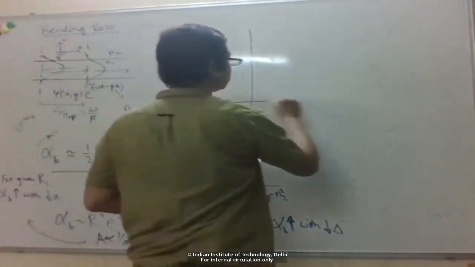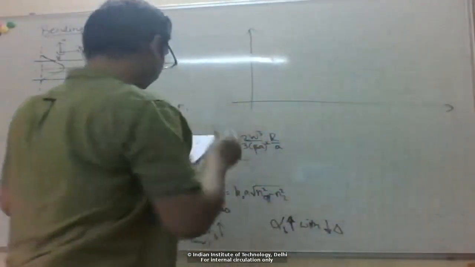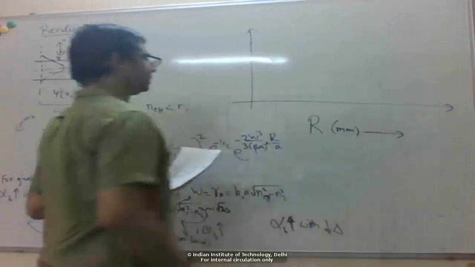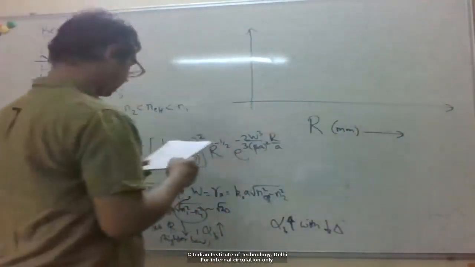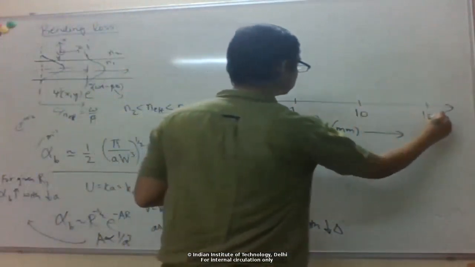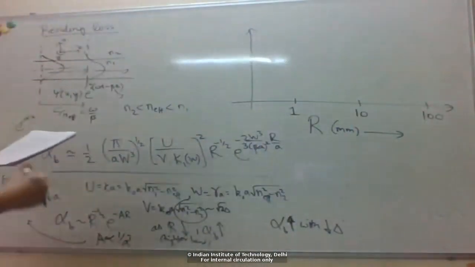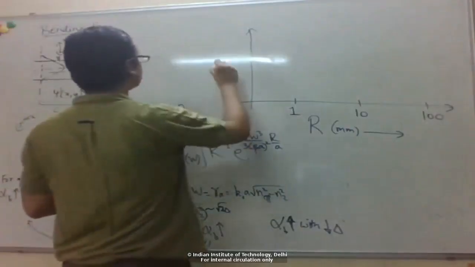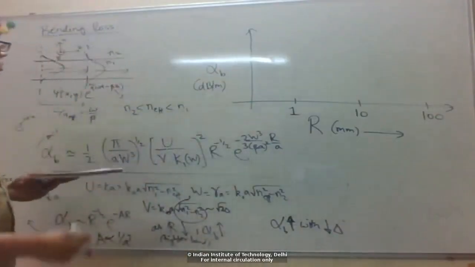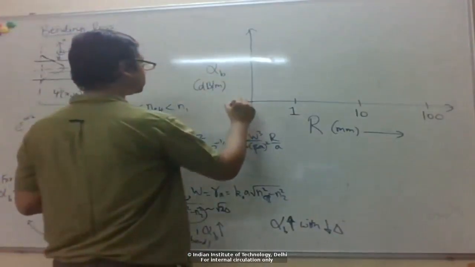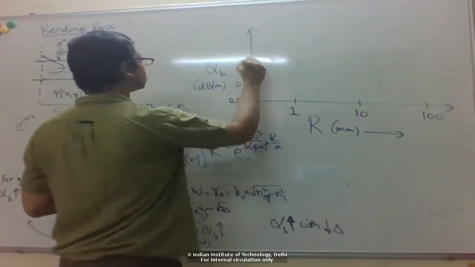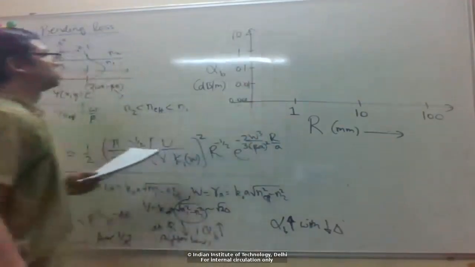So if you look at a typical variation, we have the bend radius, the curvature of the bend, on the x-axis, right? So how tightly we bend it. This is in millimeters. And on the y-axis we have the bend loss in dB per meter. Both are in log scale.